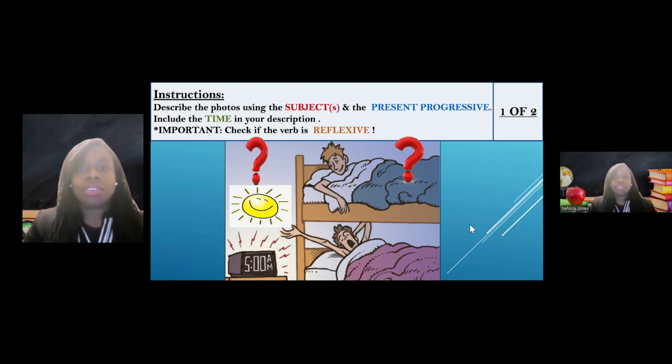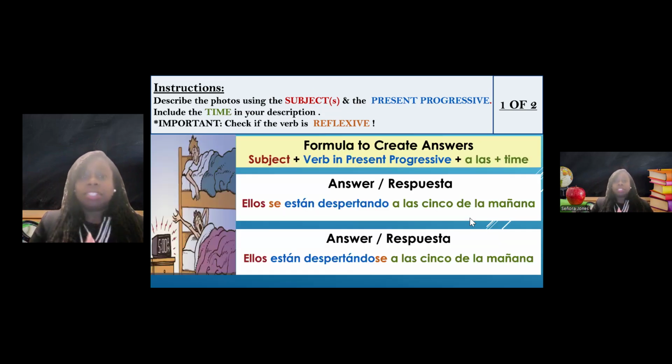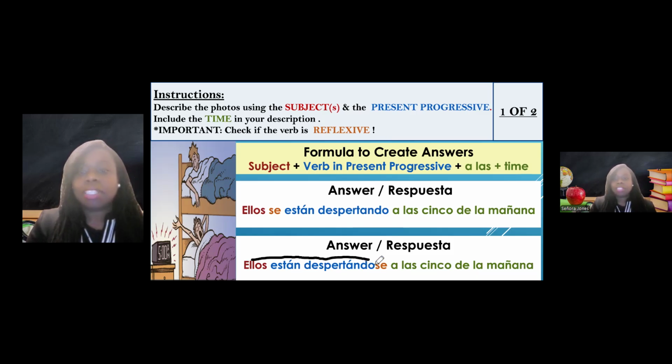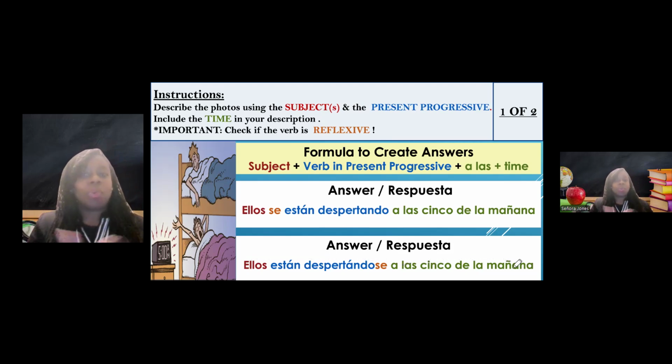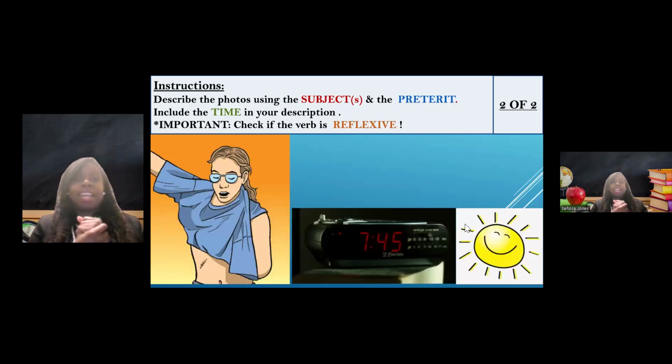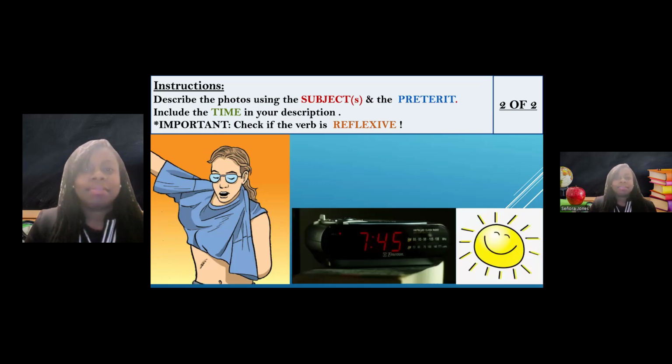I'm going to move on now and show the answer, which gives us ellos se están despertando a las 5 de la mañana, or ellos están despertándose a las 5 de la mañana. They both mean they are waking up at 5 in the morning. Notice our subject, our verb, our time, and we checked to make sure we had our reflexive pronoun in both cases.